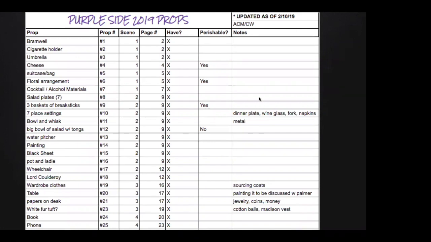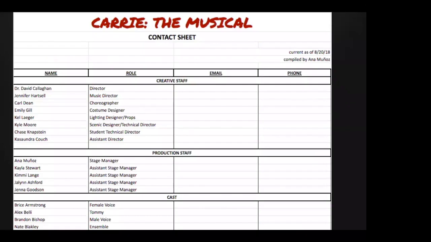And then this is just a basic contact sheet that we would use. You have the person and what they did, and then their other contact information I would put there, but I didn't want to put their information up in the middle of this Zoom lesson, so I took it out. But that's what it would look like.